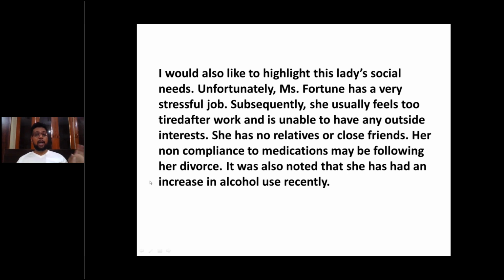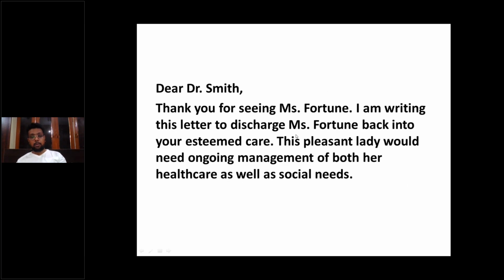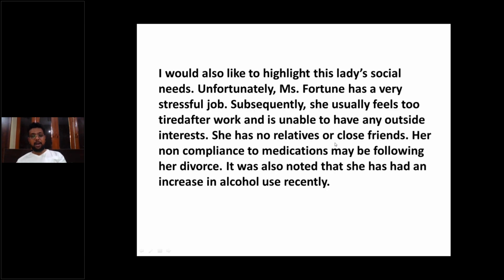I would also like to highlight this lady's social needs. Unfortunately, Miss Fortune has a very stressful job. Now see, some words are purposely used in letter writing, like pleasant woman. I'll show you over here. This pleasant lady, did you see? This is how a letter is made beautiful. In this paragraph, we have written, unfortunately, we are sympathetic with our patient. So we are purposely using these words. So unfortunately, Miss Fortune has a very stressful job.